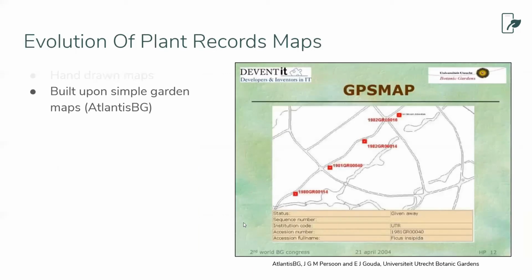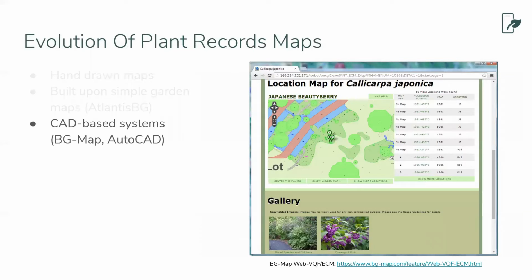And then when we evolve now into electronic systems, some maps may be built upon simple garden maps. So this particular example is from Atlantis BG, which some of you may have used or come across in the past. A very simple approach to mapping accessions on a simple black and white map in this case. There might also be CAD-based systems. So these are 2D shapes on a local coordinate system, one that BG-Map commonly uses. So you can see some simple shapes and pins on the right there.